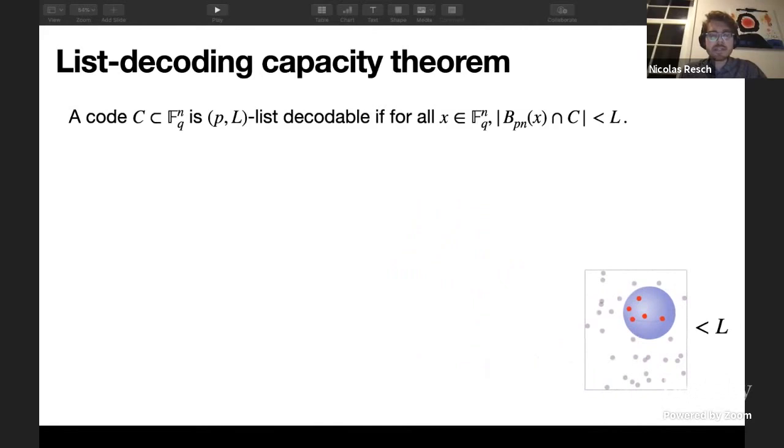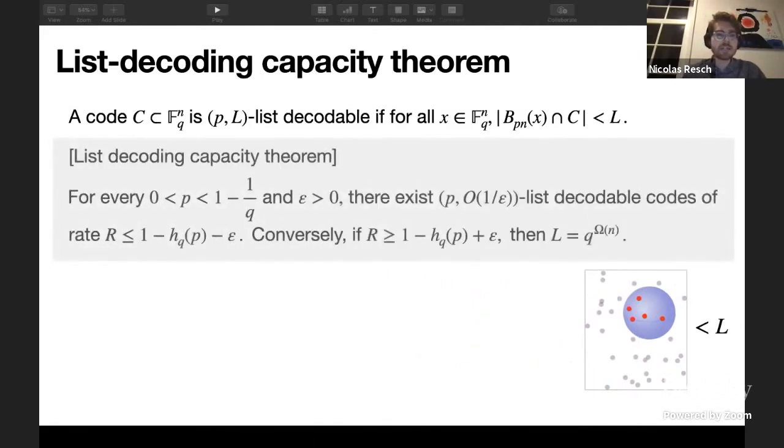So what does the list decoding capacity theorem tell us? It essentially tells us how large the rate can be if we would like to have a code which is (p, L) list decodable for reasonable values of L. Specifically, if the rate is at most 1 minus h sub q of p minus epsilon, where h sub q of p here is the q-ary entropy function. If you're not familiar with it, you could just think of, say, the binary entropy function. We know that there exist codes that are list decodable up to radius p with lists of size only 1 over epsilon. But whenever the rate R exceeds 1 minus h sub q of p plus epsilon, say, then we can't really have list decoding in any meaningful sense unless we allow the list size to be exponential in n.